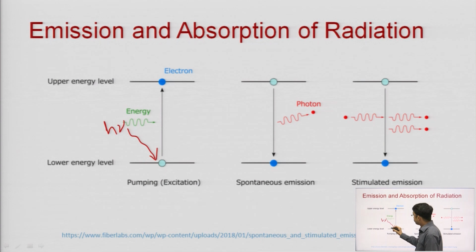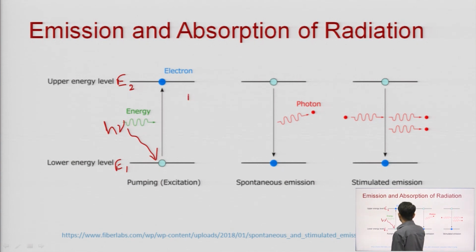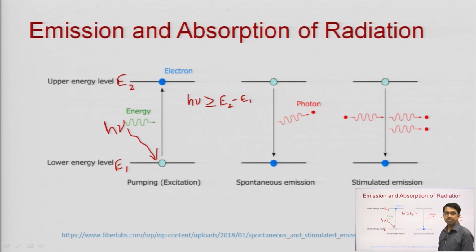If this h nu is greater than, let us suppose this is a higher energy state, its energy is E2, and this is the ground state, energy is E1. If h nu is greater than or equal to E2 minus E1, right? We know this condition. If the energy of this photon is greater than or equal to the difference of the energy of these two energy states, E2 minus E1, then what will happen?